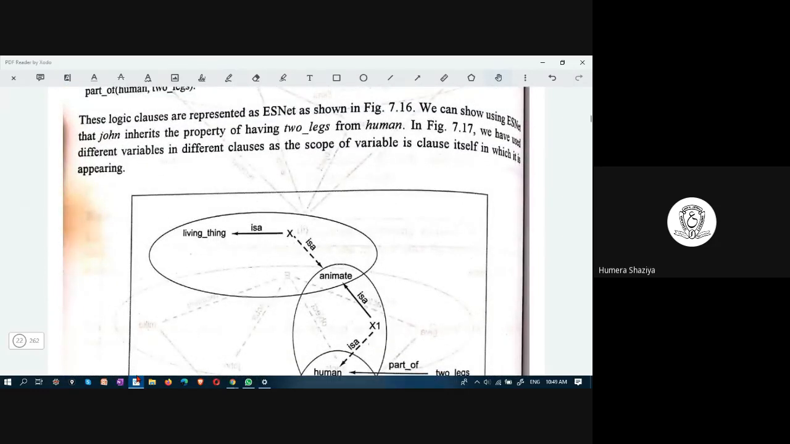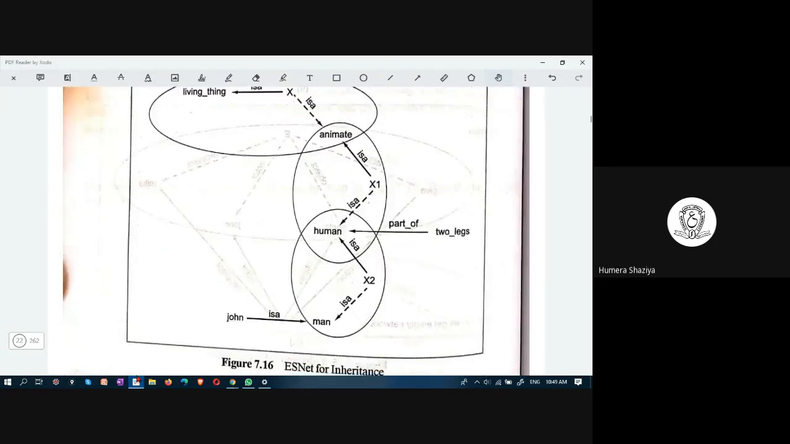Consider that there are properties. Here the property is assigned, attached. What is the property? Two legs. This property, two legs, is associated to human. This is a node. This node is a higher level node compared to this man. This is a lower level node. This is like a superclass, and this is like a subclass in inheritance. Higher level node, lower level node.